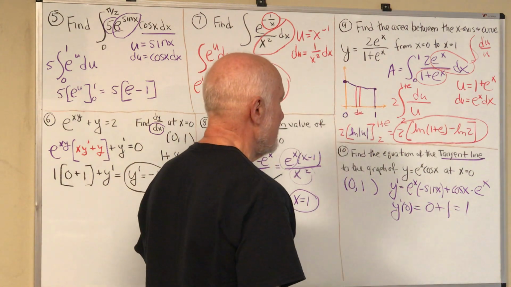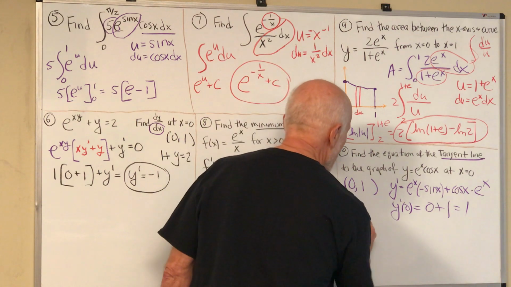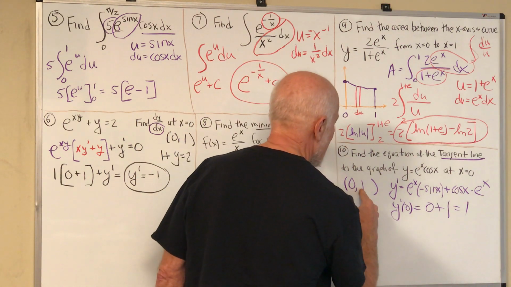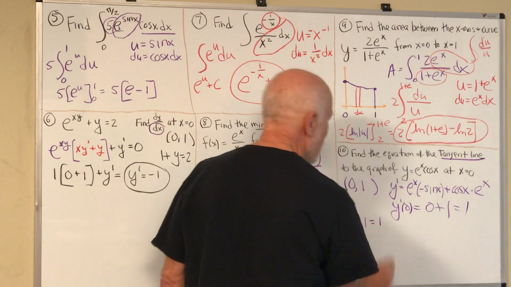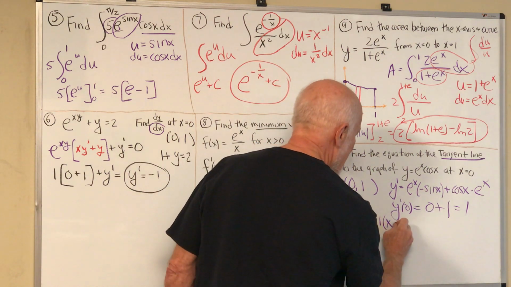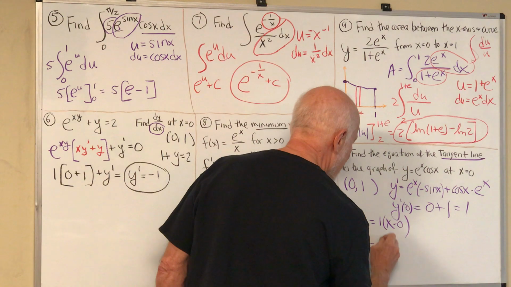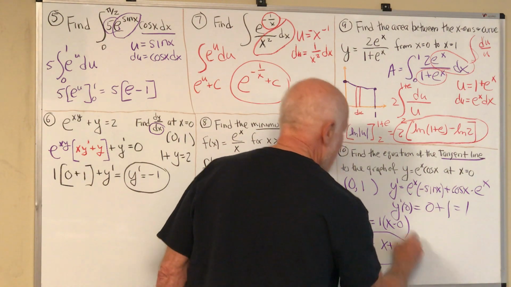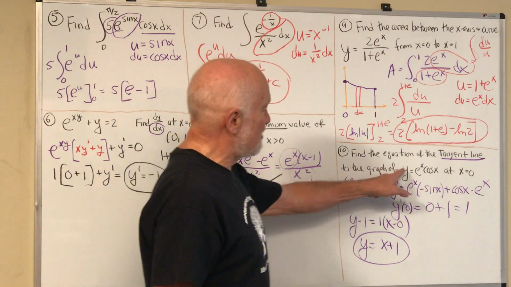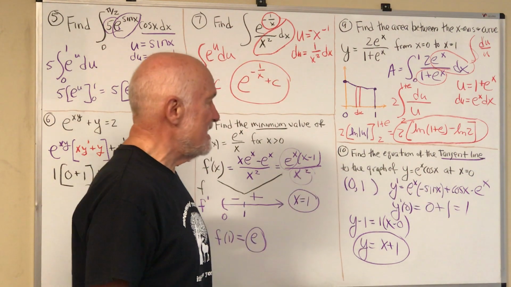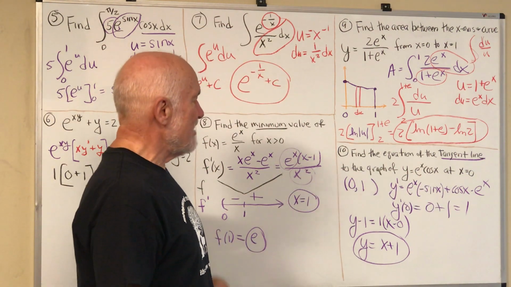See, the equation is y minus the y value equals 1 times x minus 0. Or just basically y equals x plus 1. That's the tangent line to this seemingly complicated function at x equals 0.